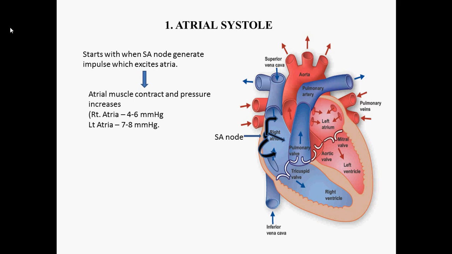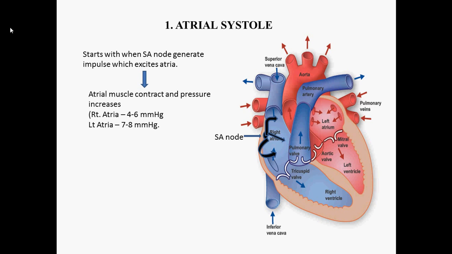All the events which we are going to study in this cardiac cycle, both the atria have the same phases, and both the ventricles have the same phases. So whether we study the right atrium or left atrium, or right ventricle, the changes are the same. So atrial systole starts with the generation of the impulse from the SA node. The impulse travels through the atria and the atrial muscles contract, and as a result the pressure in the atria generates. In the right atrium it goes up to 4 to 6 mmHg. In the left atrium, which is comparatively thicker than the right atrium, the pressure change goes up to 7 to 8 mmHg.